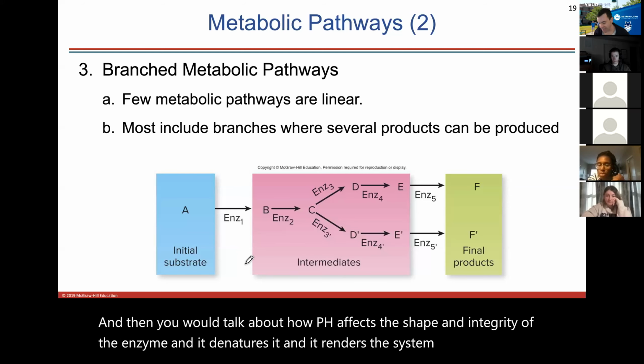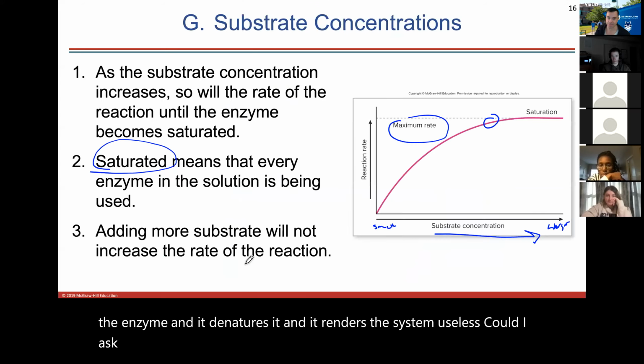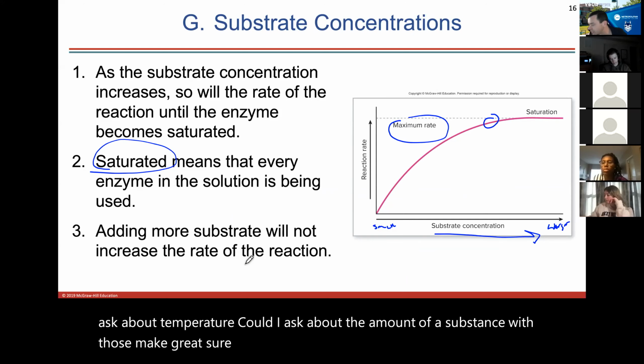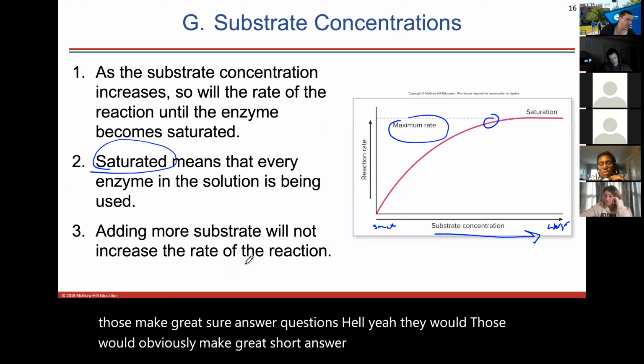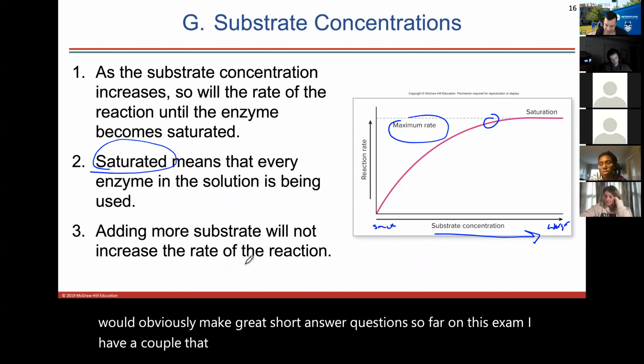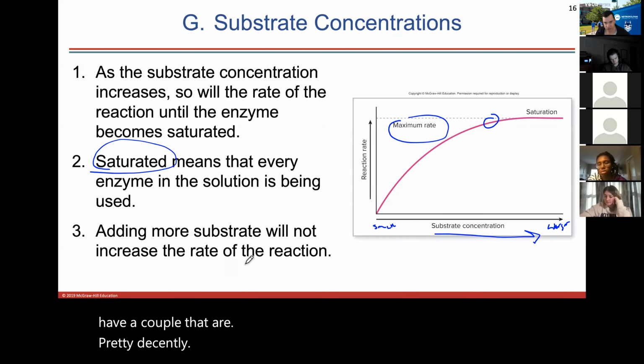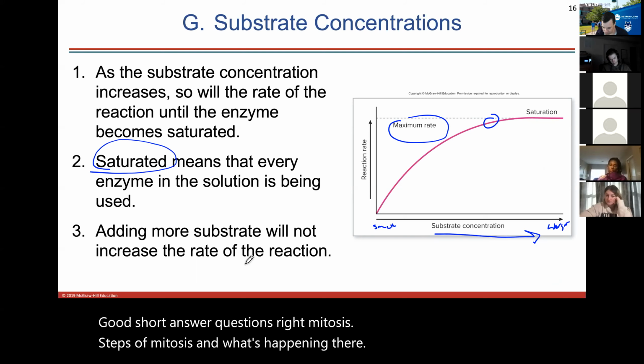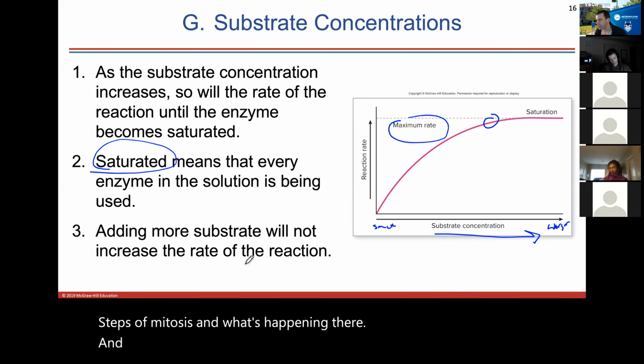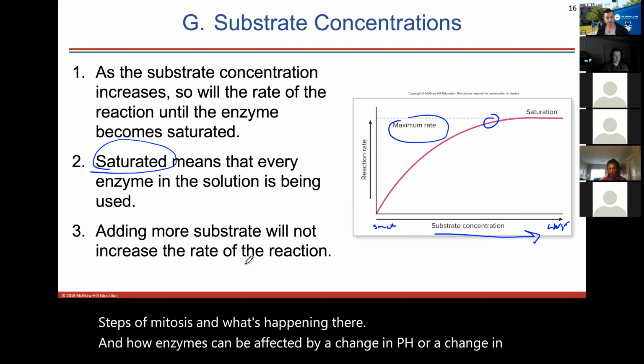Okay. Could I ask about temperature? Could I ask about the amount of a substance? Would those make great short answer questions? Yes, they would. So far on this exam, I have a couple of pretty decently good short answer questions, right? Mitosis, the steps of mitosis and what's happening there, and how enzymes can be affected by a change in pH or a change in temperature or the amount of a substance.